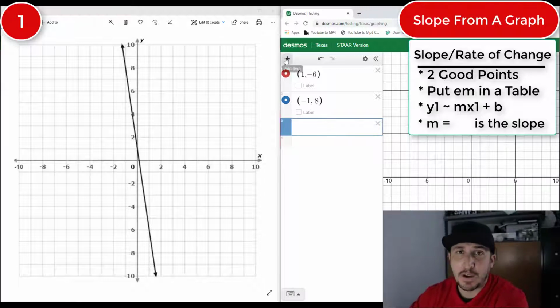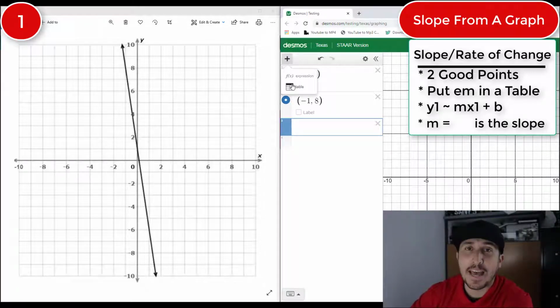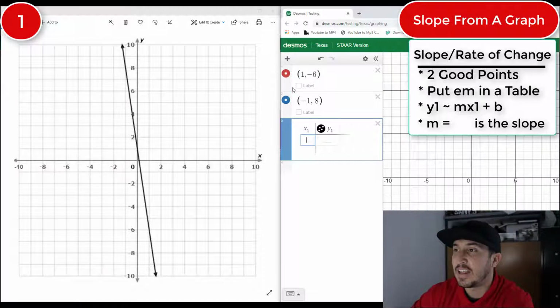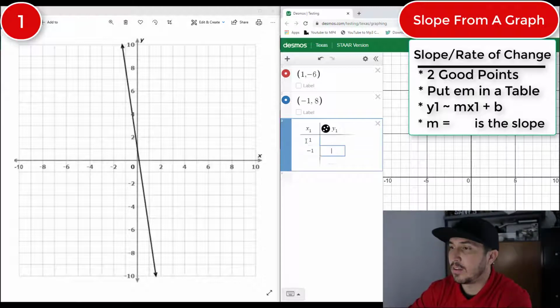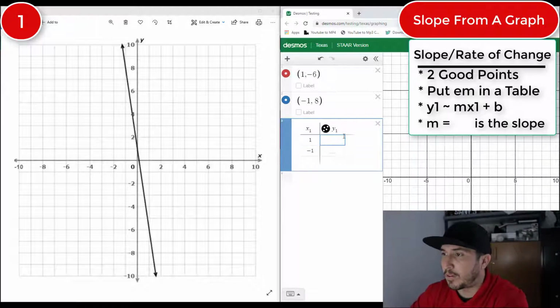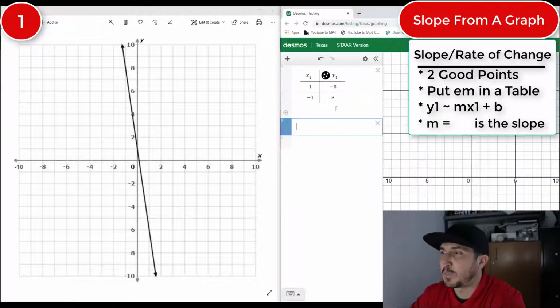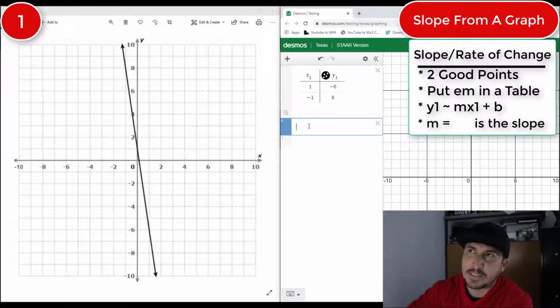I'm going to hit the plus sign right here on my Desmos calculator, and I'm going to add a table. So plus sign, add table. Now what are we going to add? All I'm going to do is copy down the points we just wrote down. So I'm going to put in a 1, then a negative 1 underneath it. Who's the positive 1's partner? Negative 6. Who's the negative 1's partner? 8. There we go. I've got my table in. I'm going to X out these points. I don't need them anymore. I've already put them in my table.